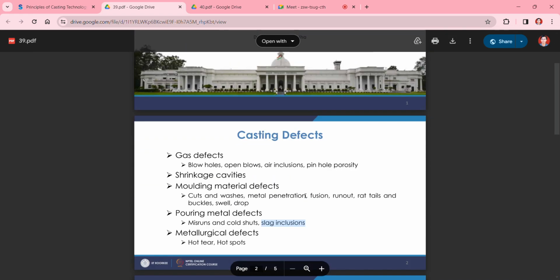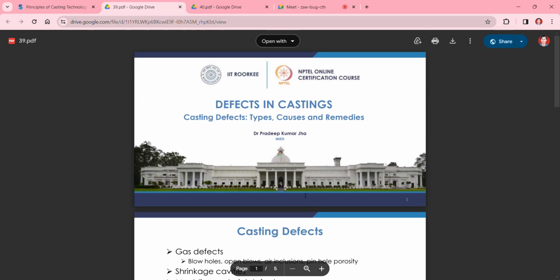Now we have talked about casting defects, their causes and remedies. Now we will talk about how to check these casting defects inside your casting, because it is not always the case that they will appear on the surfaces only. The casting defects can be inside your mold, inside your castings also. So you have to check those. If we talk about surface defects, sometimes you can see them with your naked eyes also.